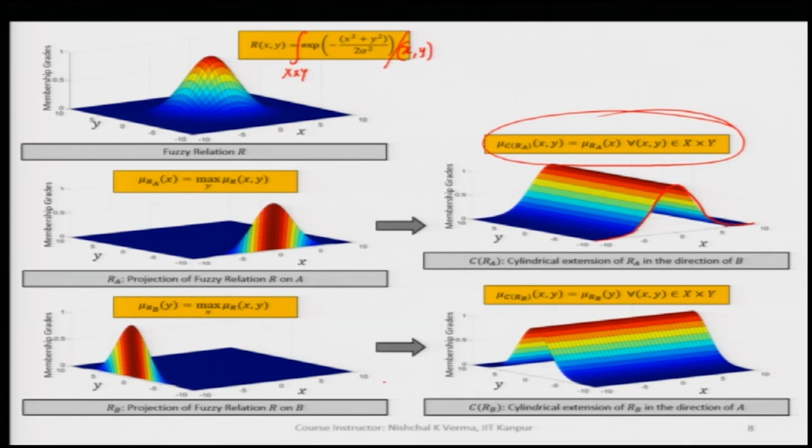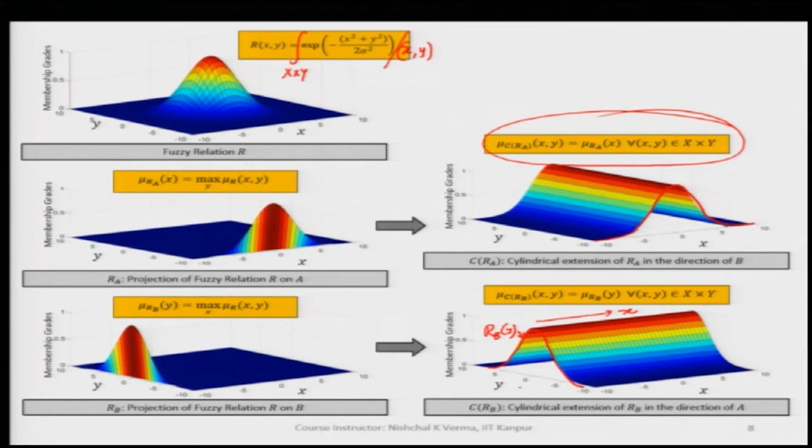Similarly, you see here, I can just override this to show what R B was earlier. This was R B, which was defined in the universe of discourse y only, and here is the cylindrical extension in the direction x.